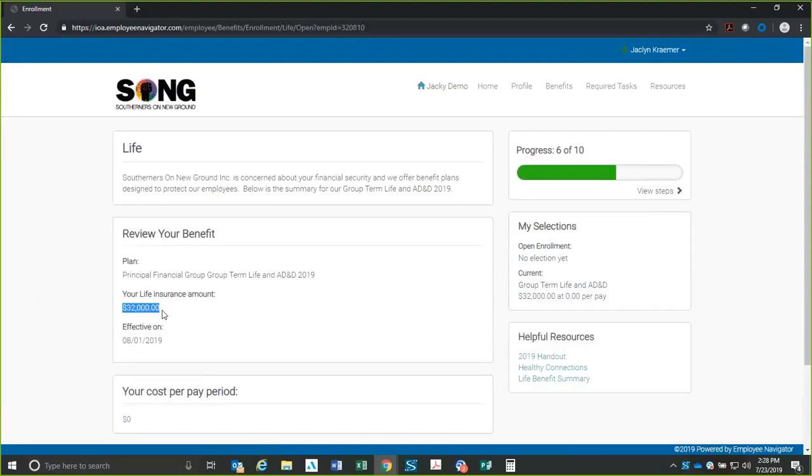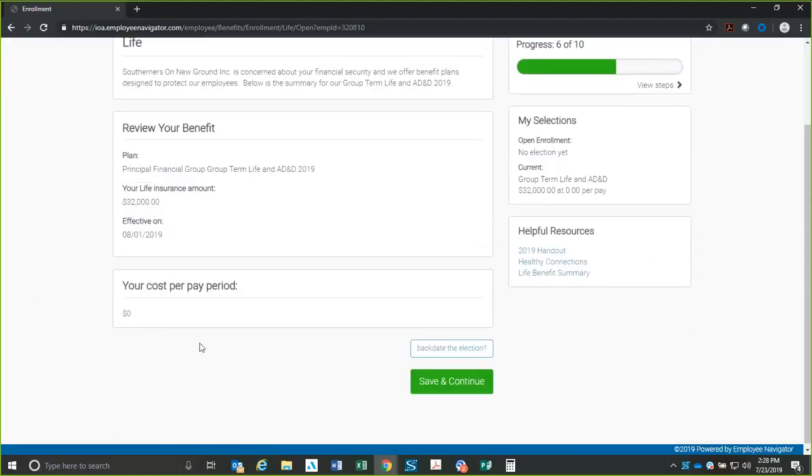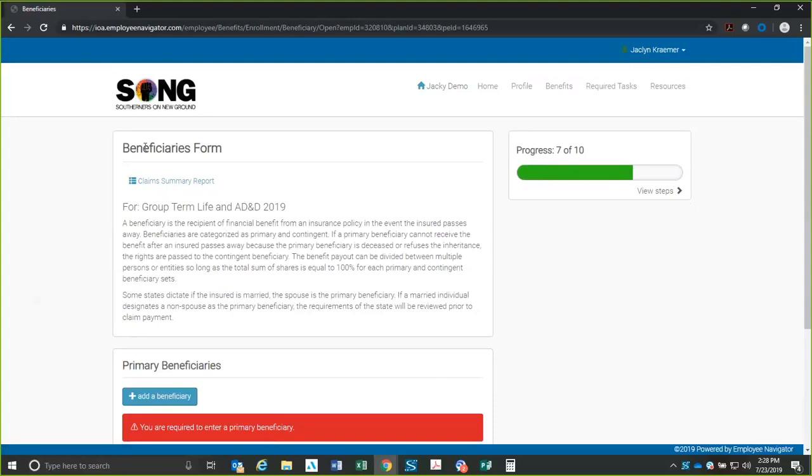For me, it's 1 times my annual salary, and that my employer pays it. It's no cost to me. So all it's going to ask me to do is to acknowledge this page by hitting save and continue. And now we're going to have to provide a beneficiary. This is required, especially since it's definitely recommended that you update them every year.